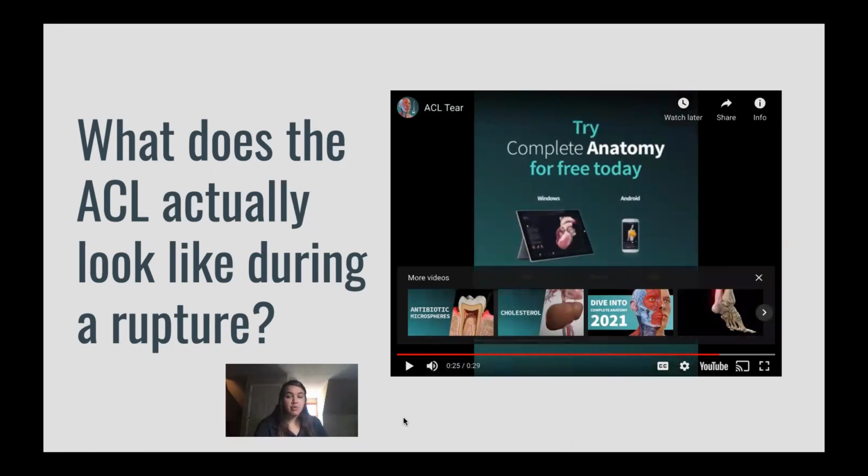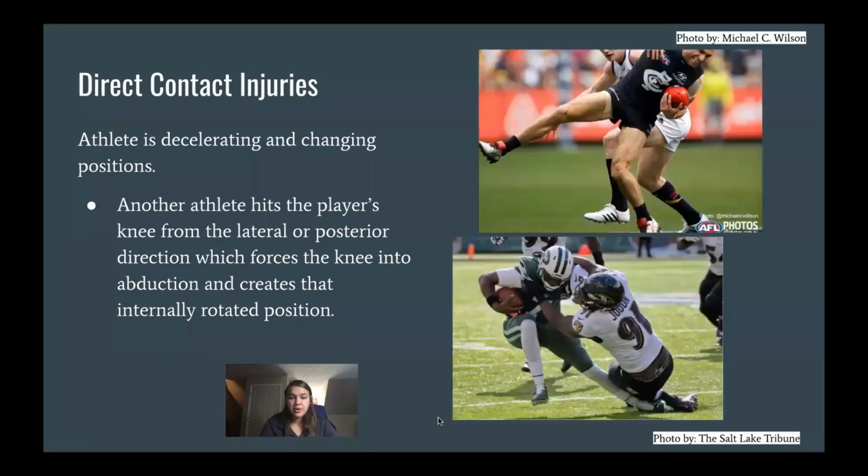So again, you're just seeing the over rotation where it completely tore and translated. I just thought that would be helpful so you can envision in your mind what it actually looks like, because sometimes it's hard to picture.